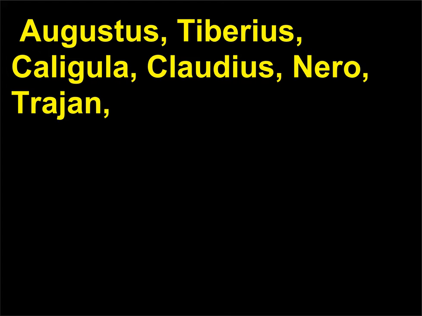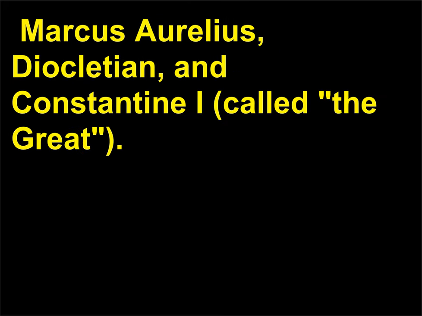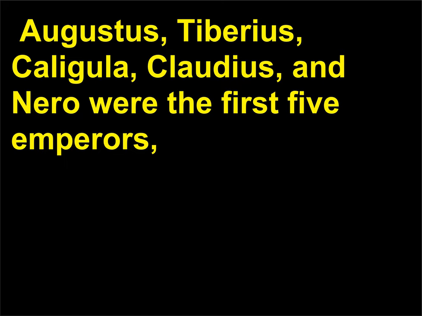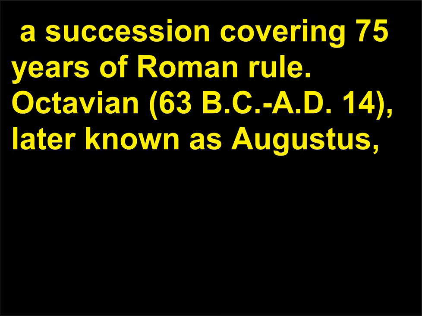Augustus, Tiberius, Caligula, Claudius, Nero, Trajan, Marcus Aurelius, Diocletian, and Constantine I, called the Great. Augustus, Tiberius, Caligula, Claudius, and Nero were the first five emperors, a succession covering 75 years of Roman rule.